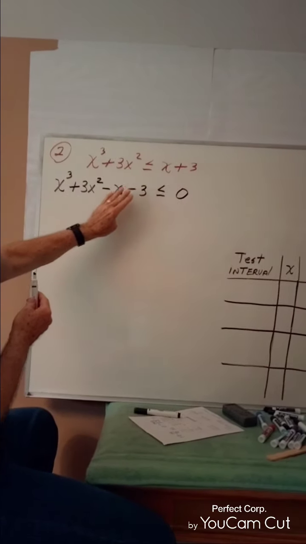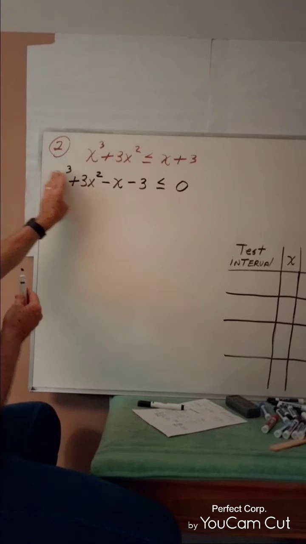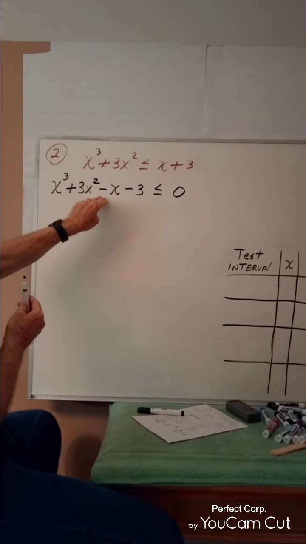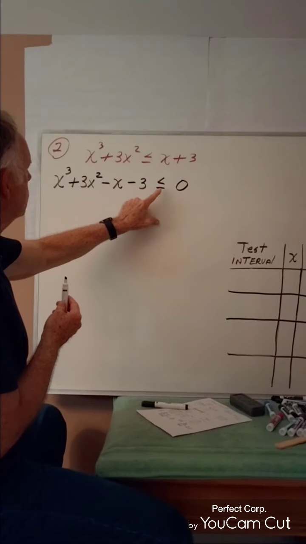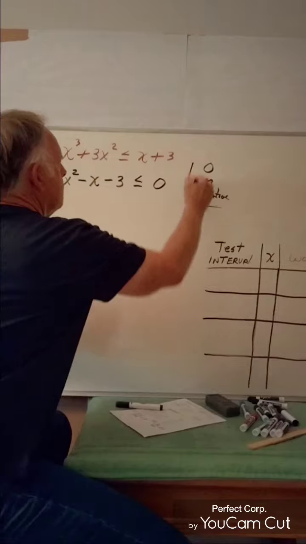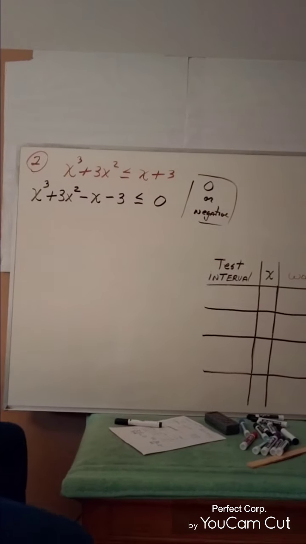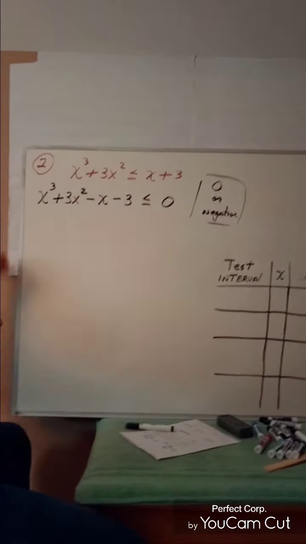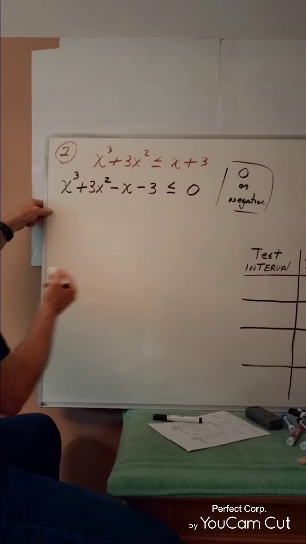X is allowed to be any values so that when everything is computed out, the end result must be less than or equal to 0. So the end result can be either 0 or negative. It cannot be positive. 0 or negative is going to be the response at the end that we're going to be interested in. So now we need to get our critical values so we can place those critical values on the number line and we can identify our intervals to test out.